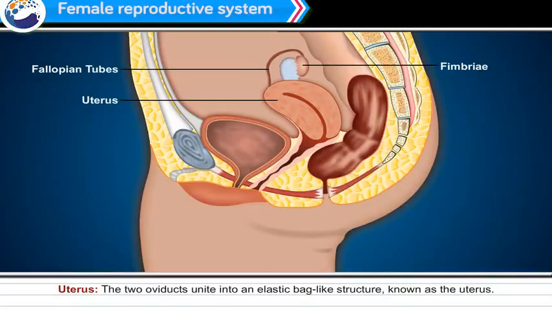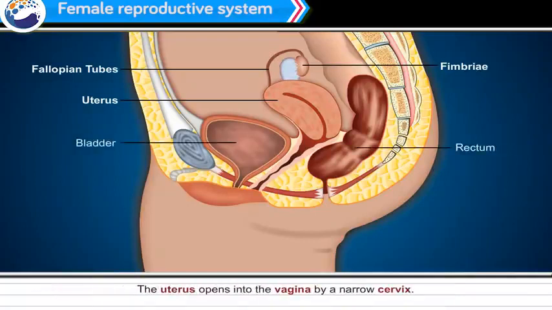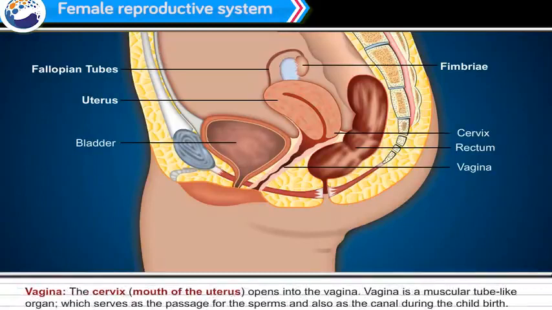C. Uterus. The two oviducts unite into an elastic bag-like structure known as the uterus. It is a large, hollow, muscular, pear-shaped, highly vascular organ present in the pelvis between the bladder and the rectum. The uterus opens into the vagina by a narrow cervix. Function. The uterus harbors the developing embryo and provides it with nutrients and oxygen and removes the carbon dioxide and wastes.